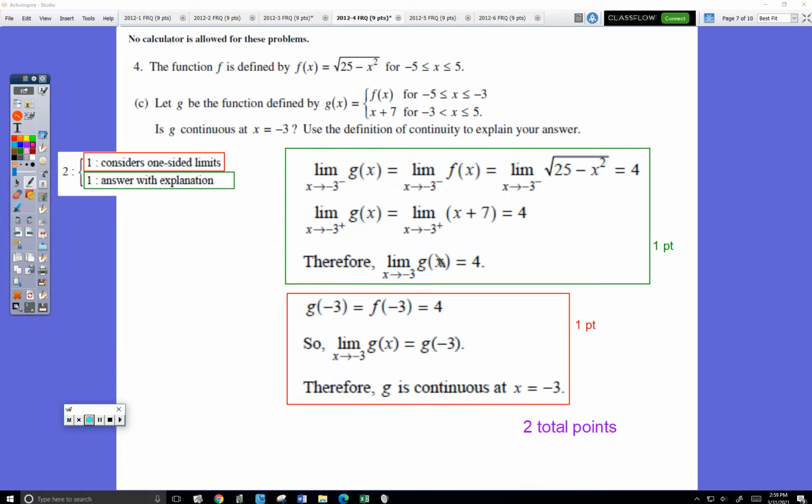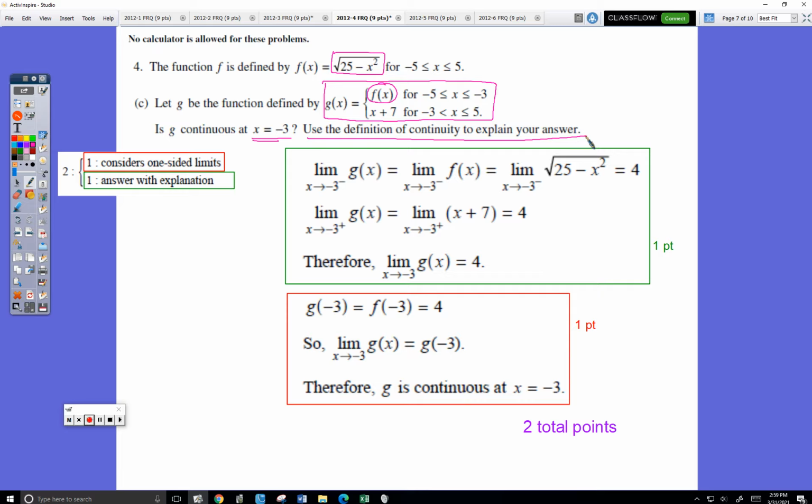Okay, it says, let g be the function defined by this thing now. So g is using the formula for f. Is g continuous at x equal -3? Use the definition of continuity to explain your answer. So I've got to use limits.